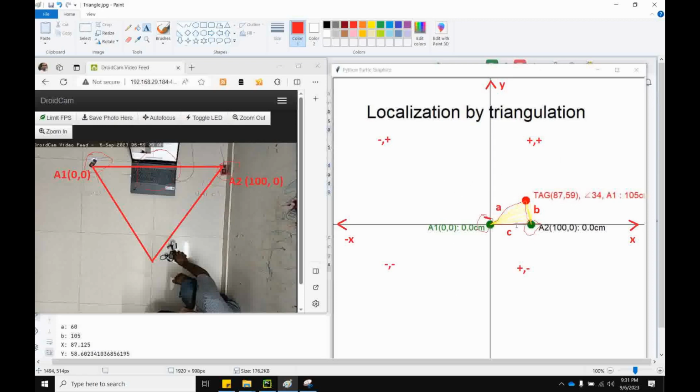Since we know the triangle has only 180 degrees, we can identify the tag only within 180 degrees. If the tag goes below, beyond the 180 degrees, like at 270, then the exact location cannot be traced, and this is one of the disadvantages of the triangulation method. We cannot identify the tag location in 360 degrees, only in the 180 degrees region. Okay, so now we will go to the actual demo.